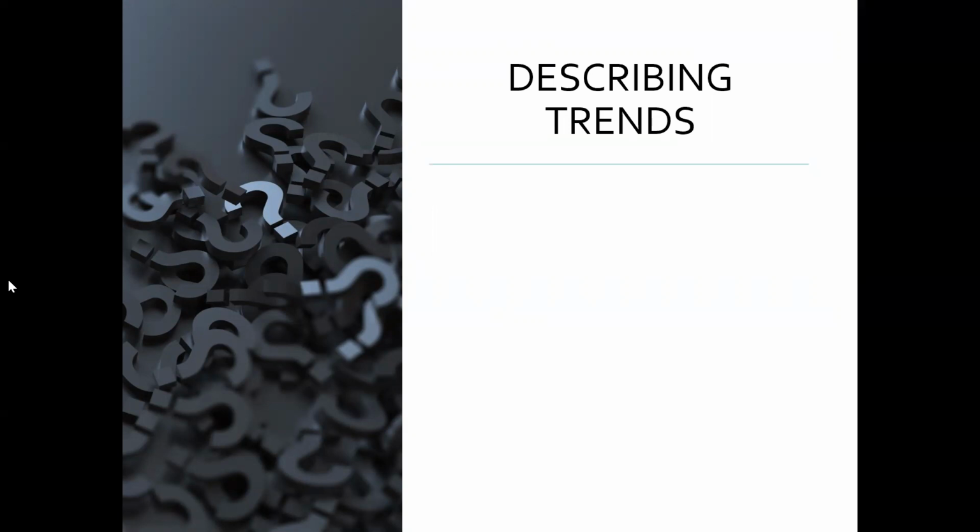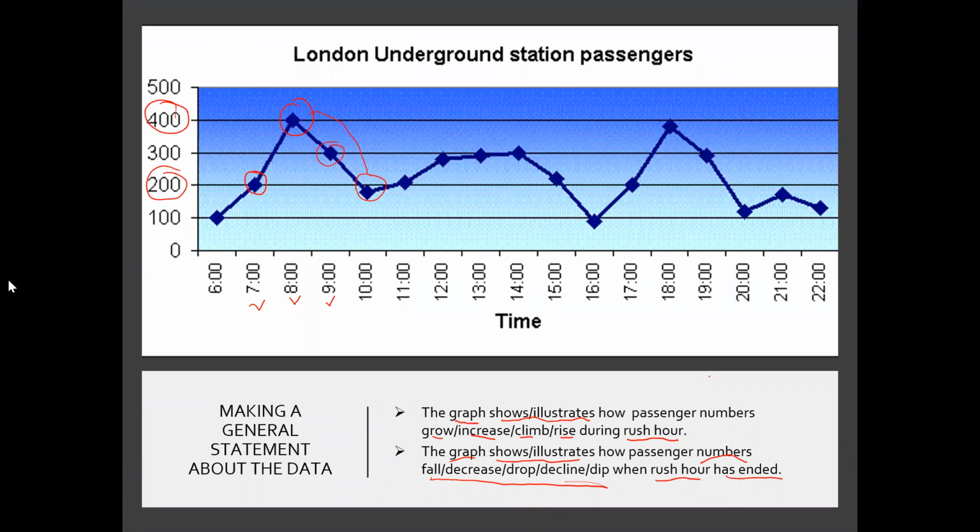You do not need, as in the previous slide, for example, at 6 a.m. we have 100 passengers. At 7 a.m. we have 200 passengers. 8 a.m. we have 400 passengers. Not like that one. Do not say every detail like this. So you can say, for example, from 6 a.m. to 7 a.m. we have an increase of about 100 passengers. So I think that this is a significant increase from 6 a.m. to 7 a.m. But we have the number of passengers climbing from 7 to 8 a.m.